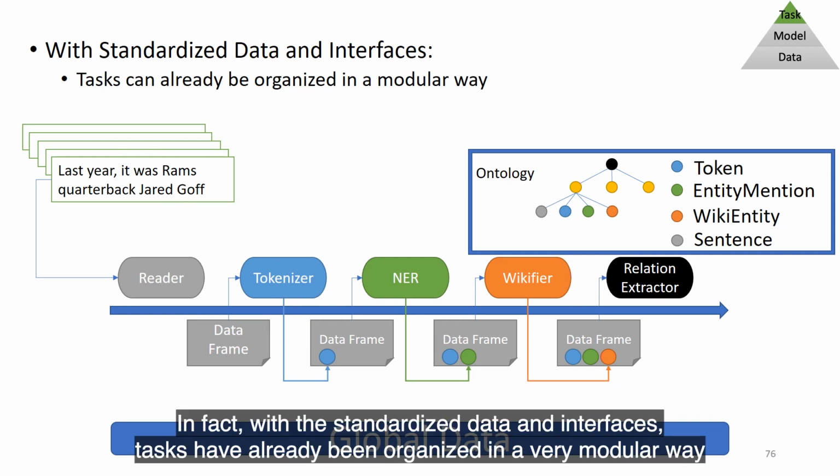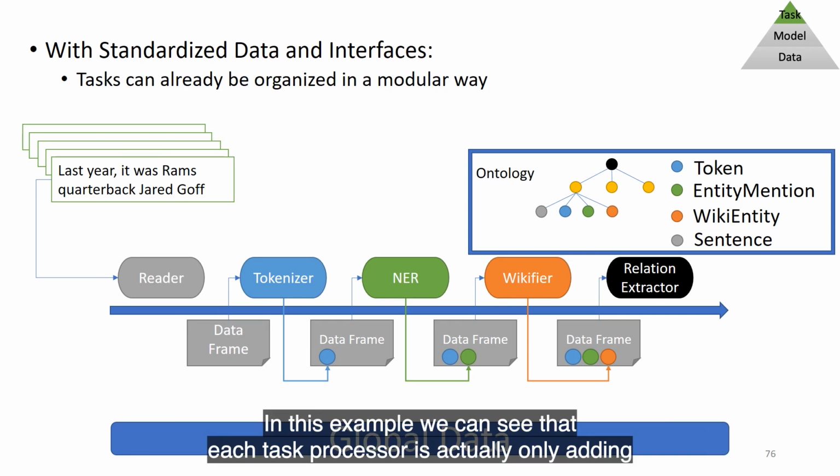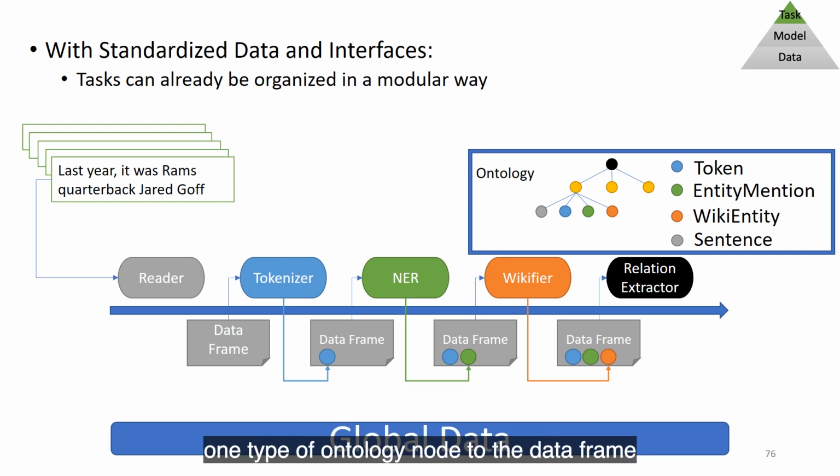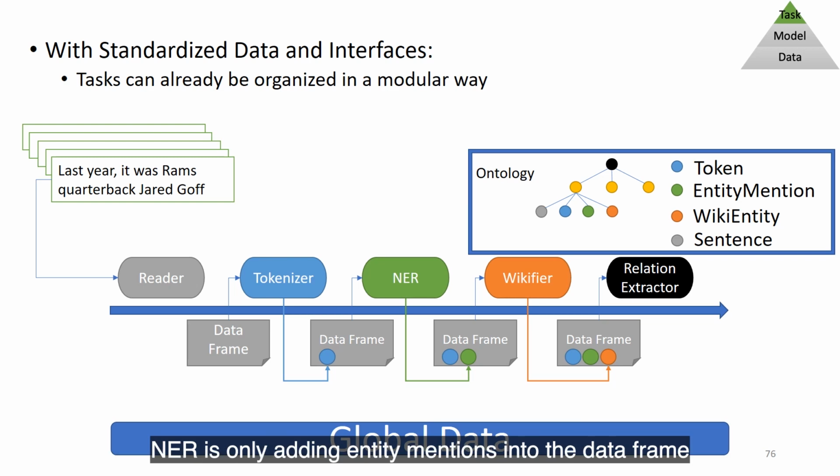In fact, with the standardized data and interfaces, tasks are already being organized in a very modular way. In this example, you can see that each task processor is actually only adding one type of ontology node into the data frame. For example, tokenizer is only adding tokens to the data frame, and NER is only adding entity mentions into the data frame.